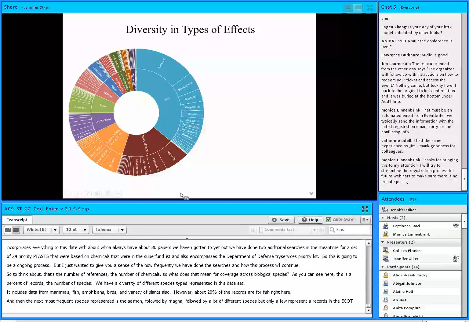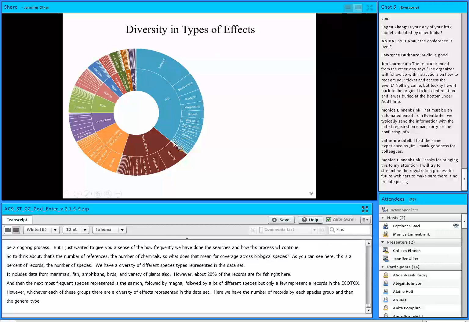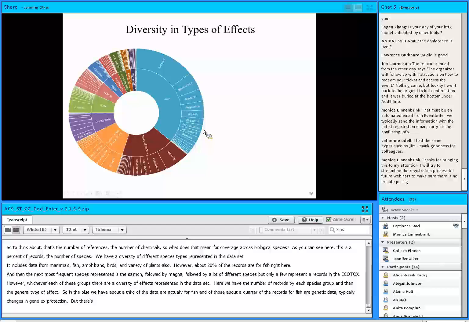However, within each of these groups, there are a diversity of different types of effects that are represented in this data set. Here we have the number of records by each species group, and then the general type of effects. So in the blue, we have about a third of the data are actually for fish, and of those, about a quarter of the records for fish are actually genetic data, typically changes in gene expression. But there's also biochemical data, mortality, morphology, growth, enzymes, hormones, behavior, etc.